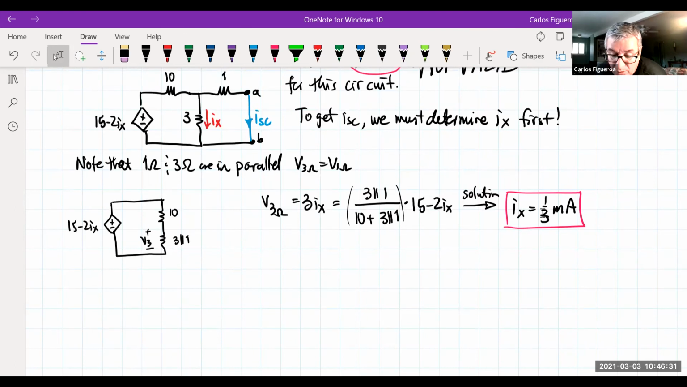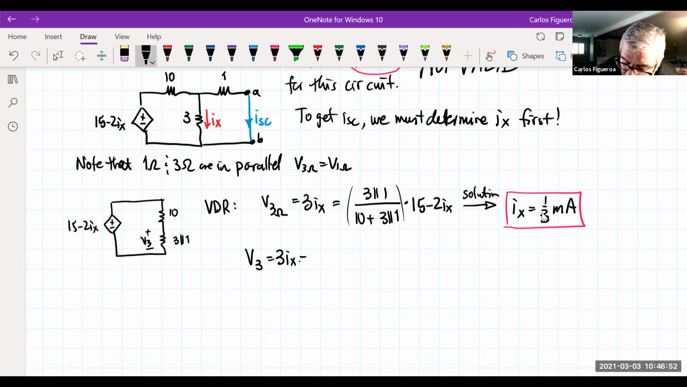So now what I've done here is that I've used VDR to get the voltage and therefore the current Ix. So now that I have the current Ix, that means here that the voltage across the 3 ohm resistor, which is 3Ix, is then going to give me 3 volts. Maybe I should be more careful. It should be 3 times 1/3, which gives me 1 volt.